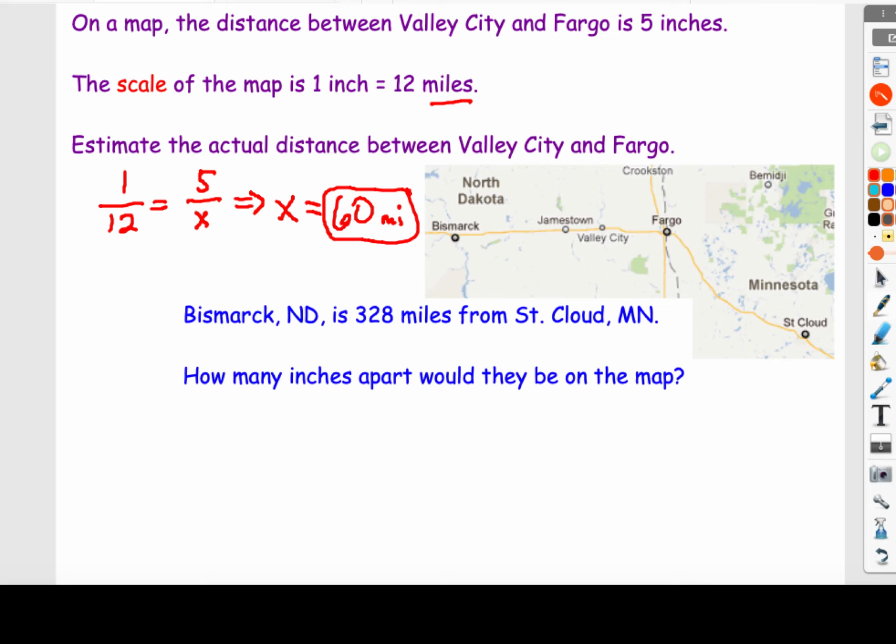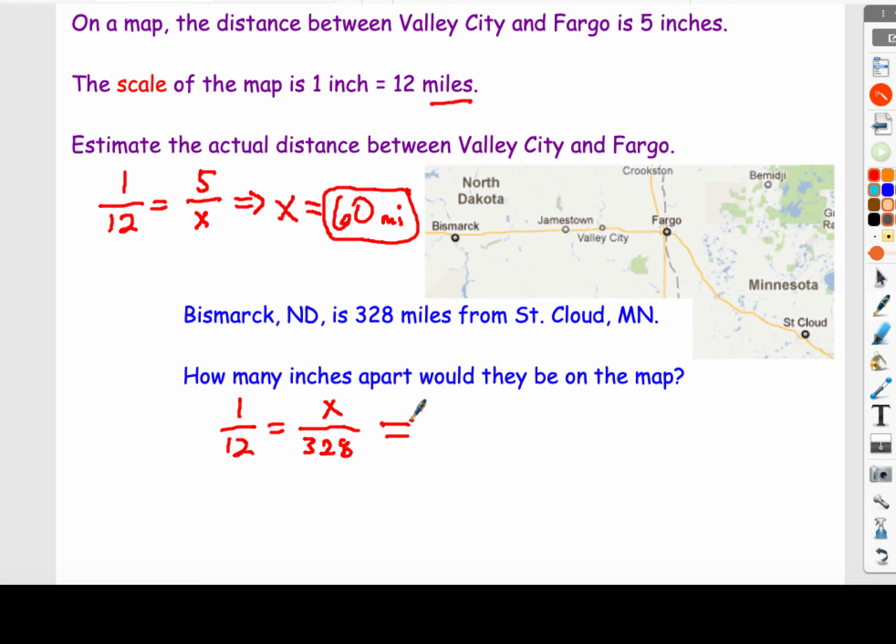Let's do the same thing with Bismarck to St. Cloud. According to this, in real life, they're 328 miles apart. Okay. How many inches apart would they be on the map? Well, again, our map says it's 1 inch is to 12 miles. So we can set that equal to, this time we know the miles, right? So we know the 328. And our variable is going to be on the top. I'm trying to find the inches, right?